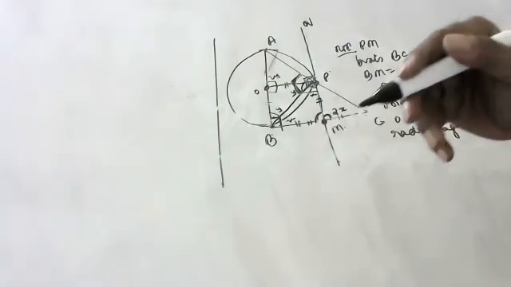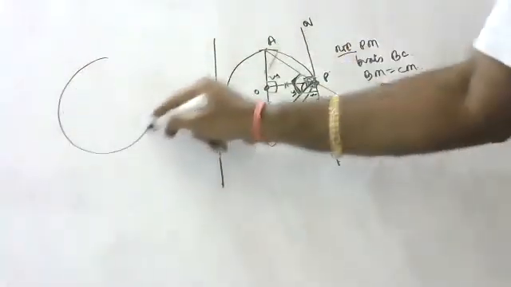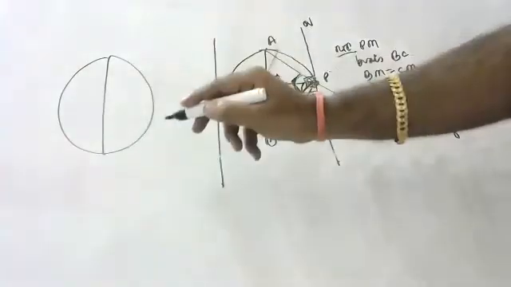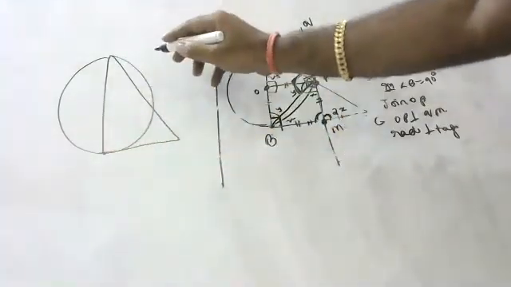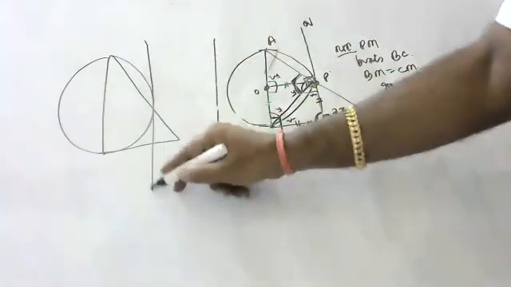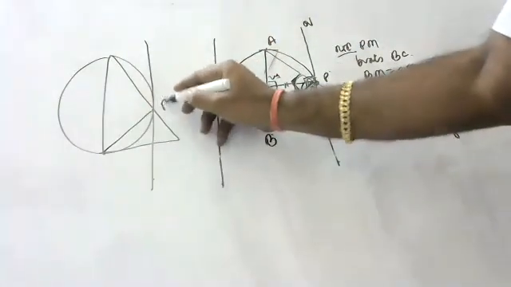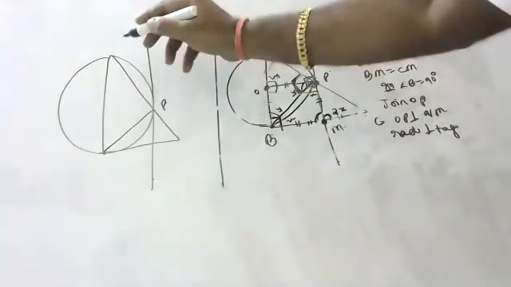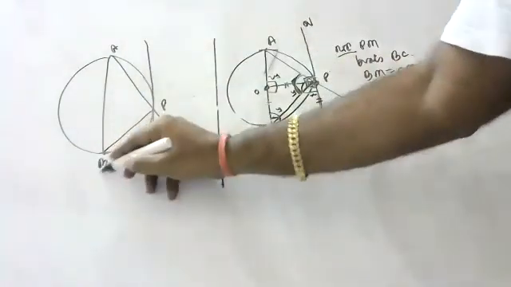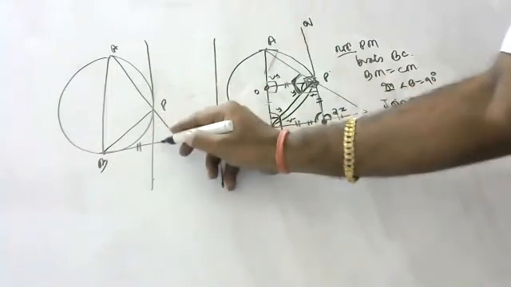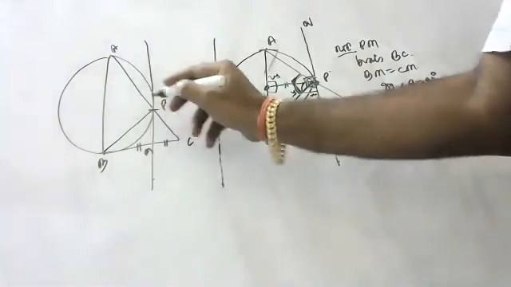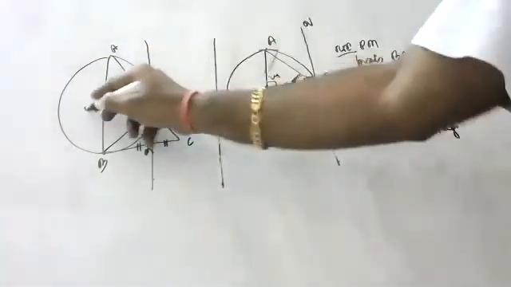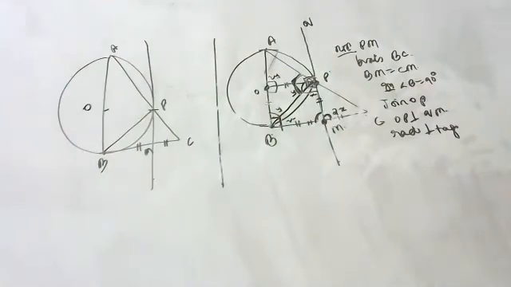Let's come back to the last, 8th question, children. The 8th question is given like this. This is P, this is A, B, this is C. We have to prove that this is equal to this. We have to prove this as the midpoint. This is the center of the circle, children.